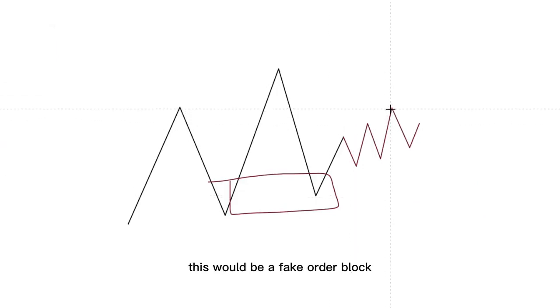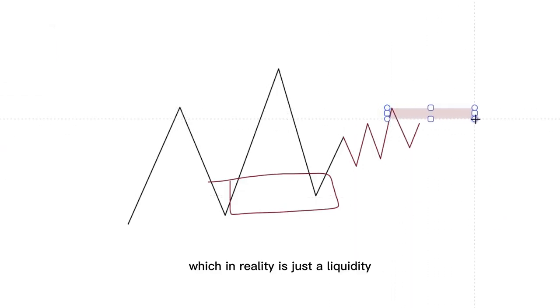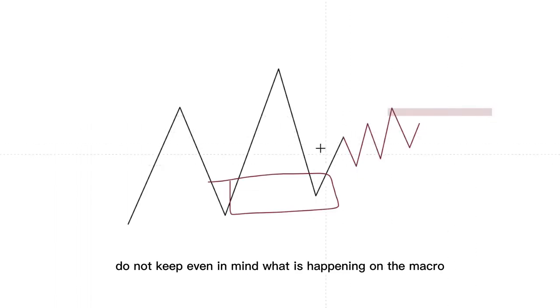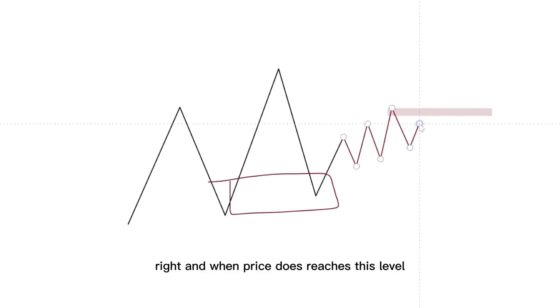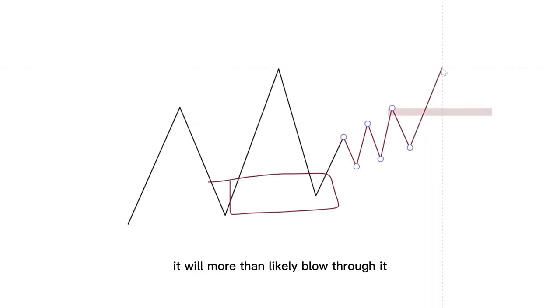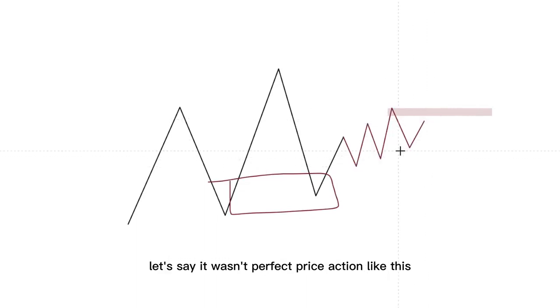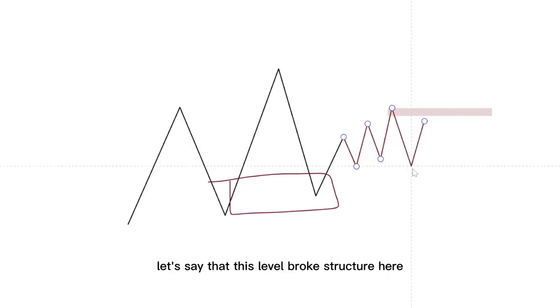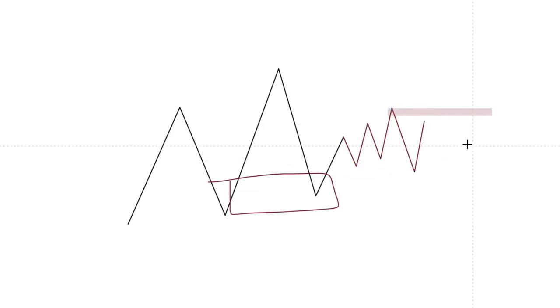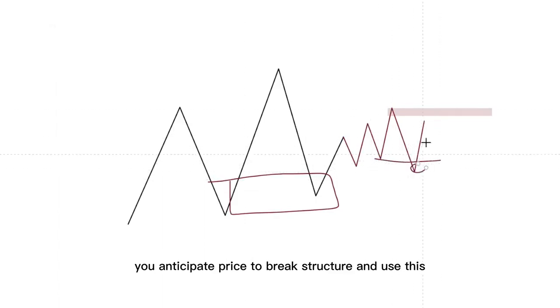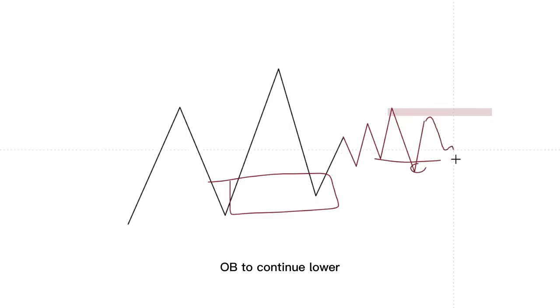This would be a fake order block, which in reality is just a liquidity. And you see a lot of traders doing this. They're not keeping in mind what is happening on the macro, right? And when price reaches this level, it will more than likely blow through it. And even if, let's say, it wasn't perfect price action like this, let's say that this level broke structure here, and as a price action trader, you will anticipate a change of character here. You would anticipate price to break structure and use this OB to continue lower.